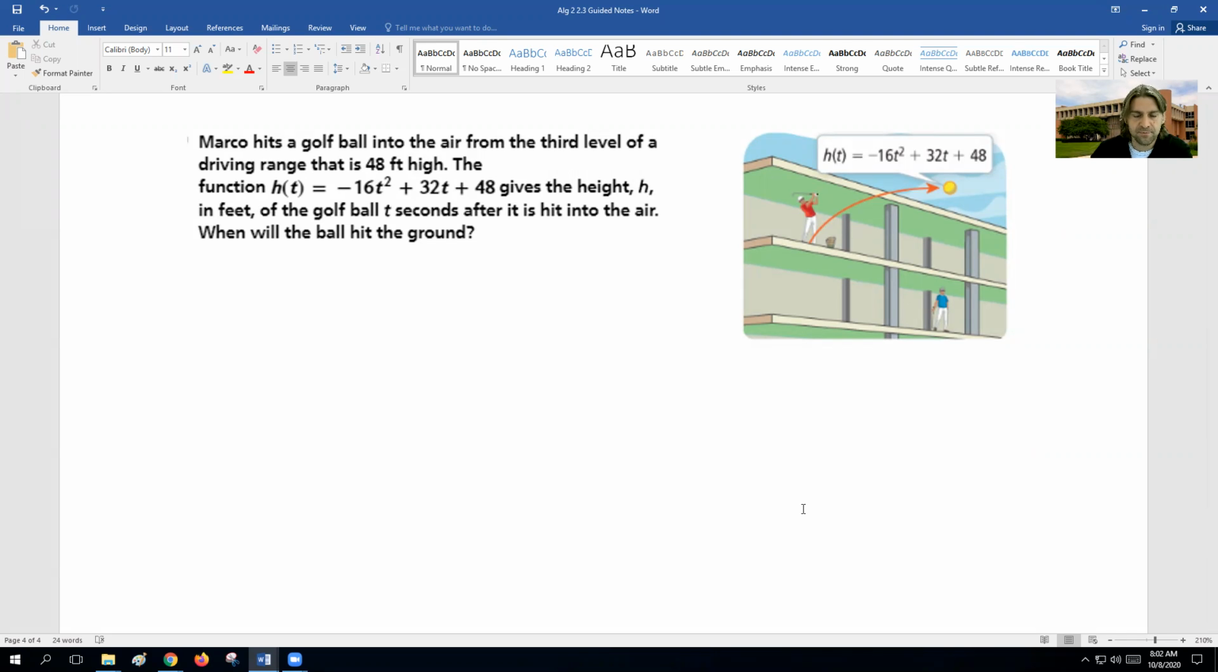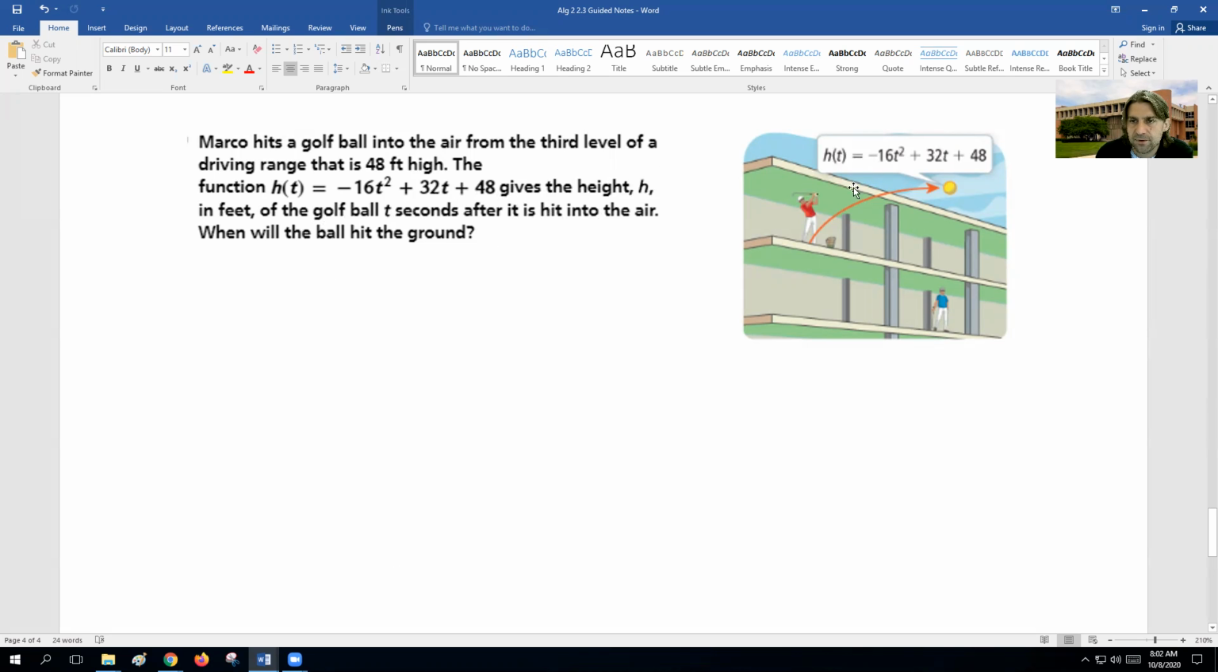We have this little story problem. So we have Marco. He hits a ball into the air from the third level of a driving range that is 48 feet high. The function h of t is equal to negative 16t squared plus 32t plus 48 gives the height h in feet of the golf ball in t seconds after it is hit into the air. When will the ball hit the ground?